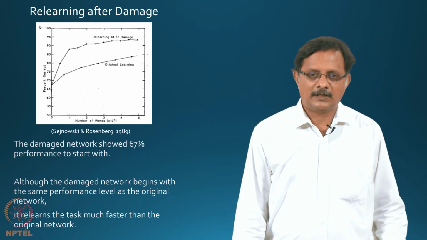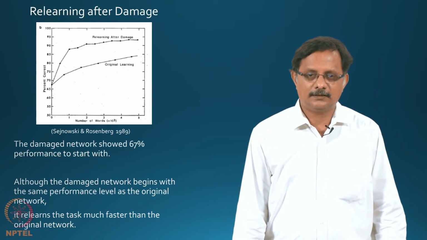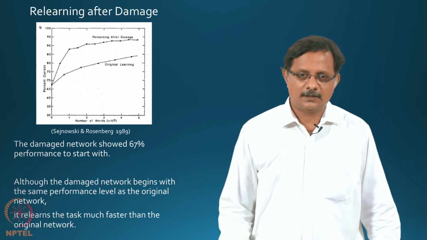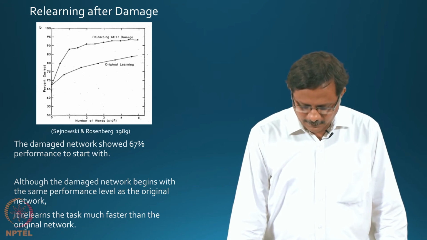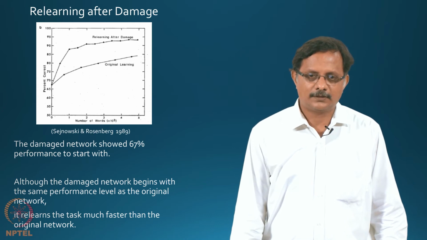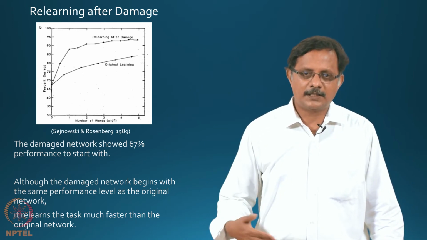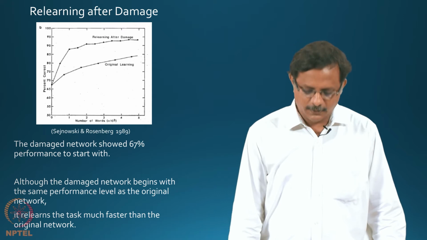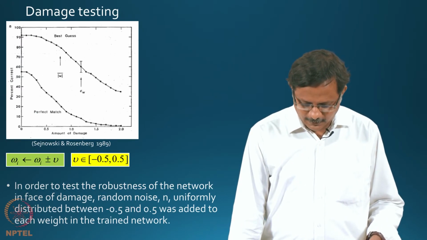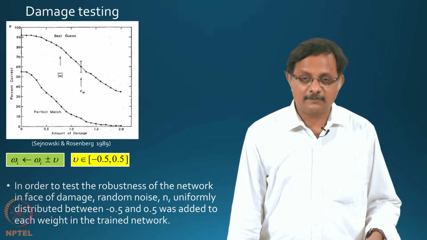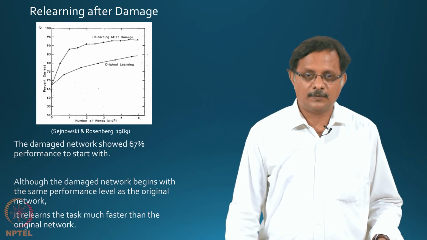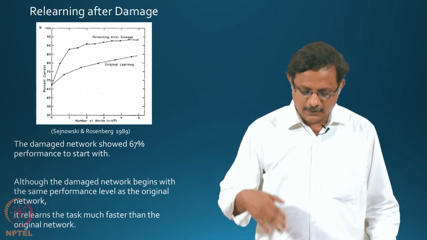One more aspect of damage which is very interesting is how the network relearns after damage, how it recovers from damage. In this study they took a network and damaged it by adding noise, and the damaged network now has a performance of about 67%. You can see in the previous graphs that network performance goes all the way to 95-96% on the training set. So they added noise so that the performance degrades to 67%.